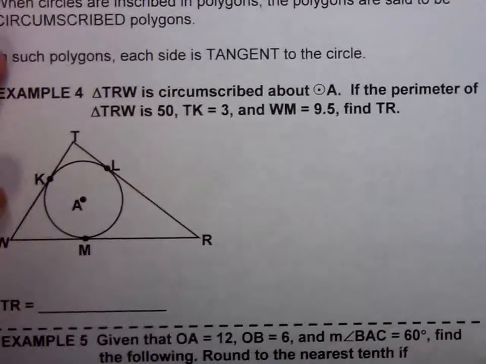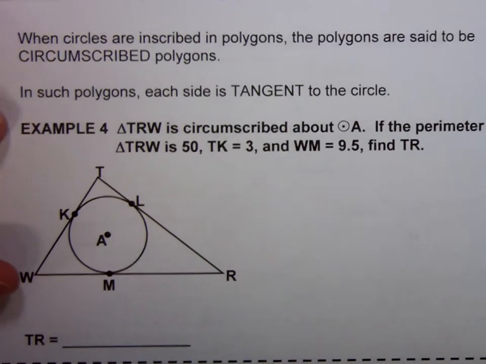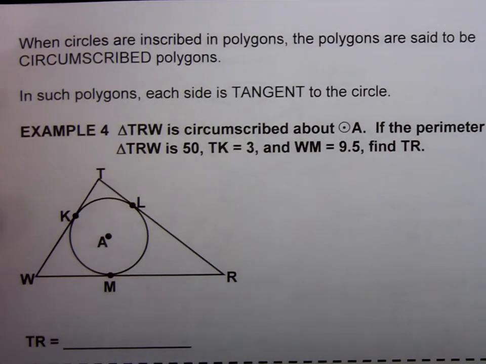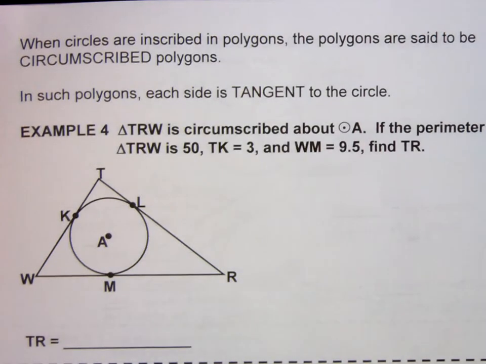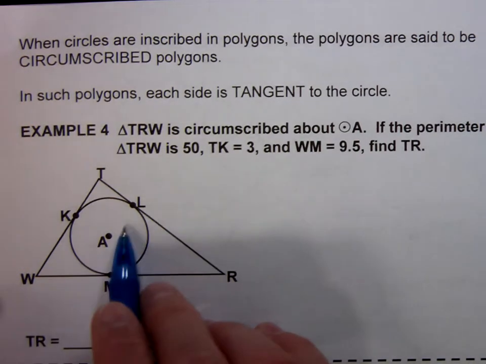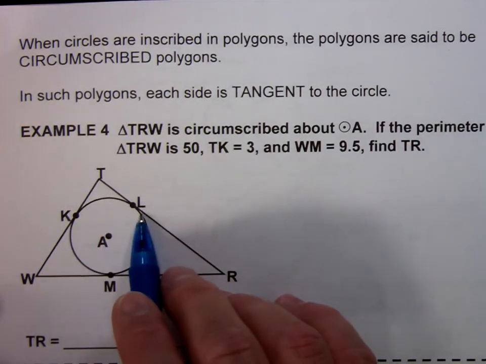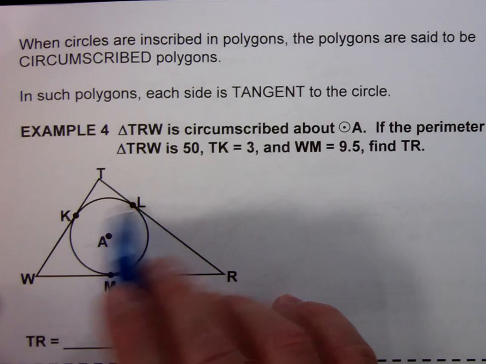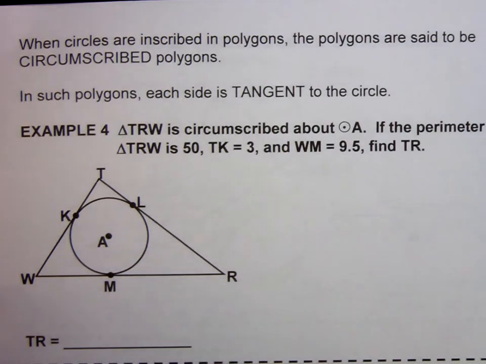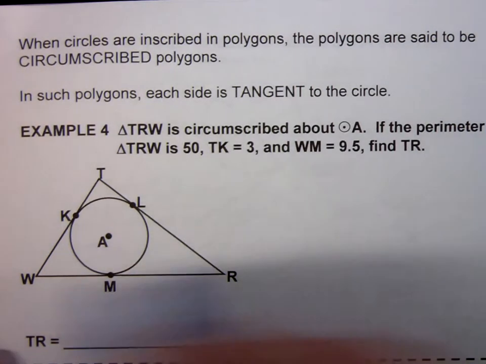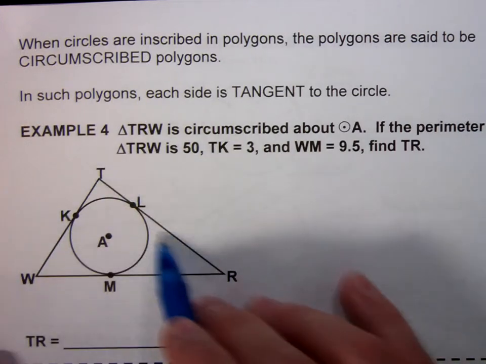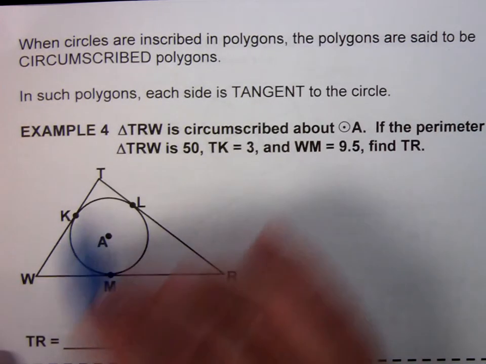All right. When circles are inscribed in polygons, the polygons are said to be circumscribed polygons. In such polygons, each side is tangent to the circle. So here's an example of a circle that has been inscribed. It's inside that polygon where it is intersecting each side of the polygon at one point. The polygon is circumscribed. It's coming around the circle, and each side of the polygon is a tangent to that circle.